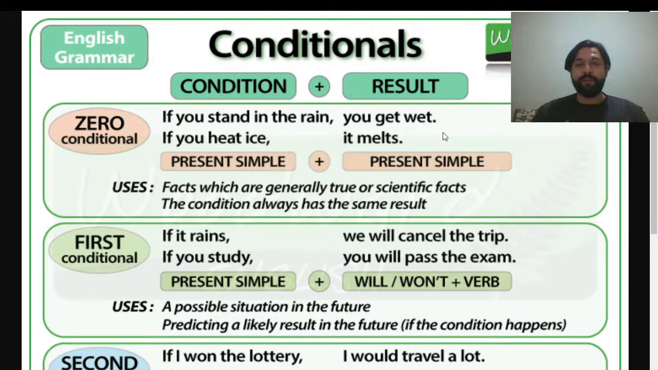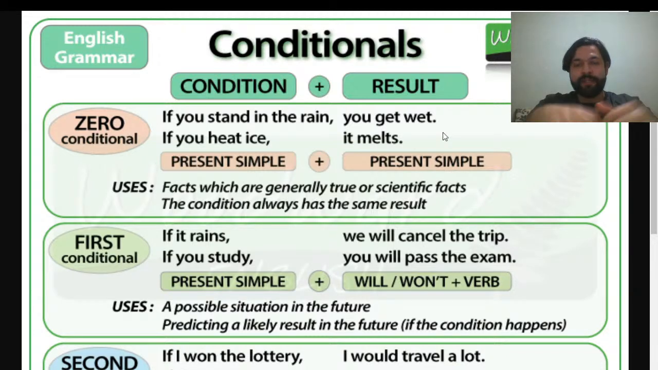Or the next one, if you hit ice, it melts. Okay. So if you hit ice, it becomes water. It becomes liquid. And this is a general truth. It will always happen. If you hit the ice, it will always turn into water. Okay, so it will melt. So this, for general truths, things that are always the same, the result is always the same, then you use the zero conditional.